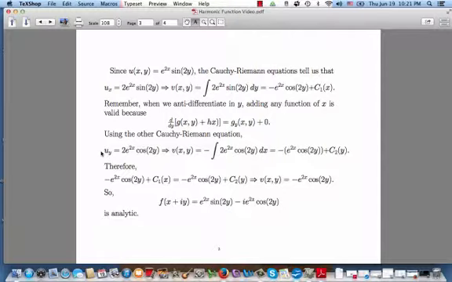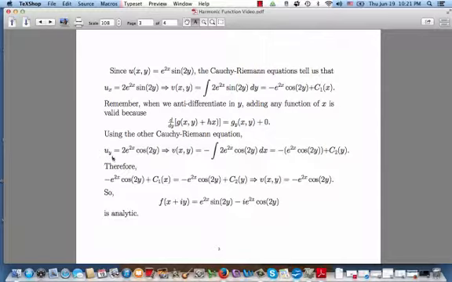Just a chain rule. There's no product rule here because the exponential and the sine terms are separating the variables x and y, so there's no product rule here. We just have to apply the chain rule because of the 2 appearing next to the variables.